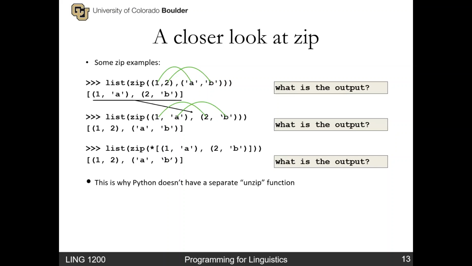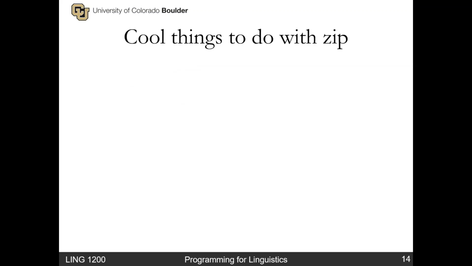And that's actually why Python doesn't have a separate unzip function. We only have a zip function, because this nice little trick with zip and the asterisk is equivalent to an unzip function. So if you zip something and pair them up this way, and then you realize, whoa, I need to undo that, or I need to, I don't know, redo it, then you simply take the output of that zip, pass it to zip again, and use the asterisk. So that's a nice little trick. There are some other things you can do with zip which are pretty cool.